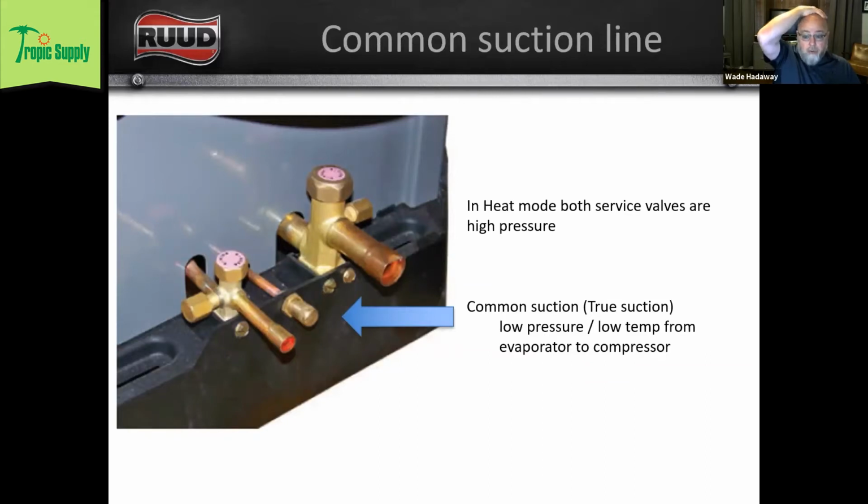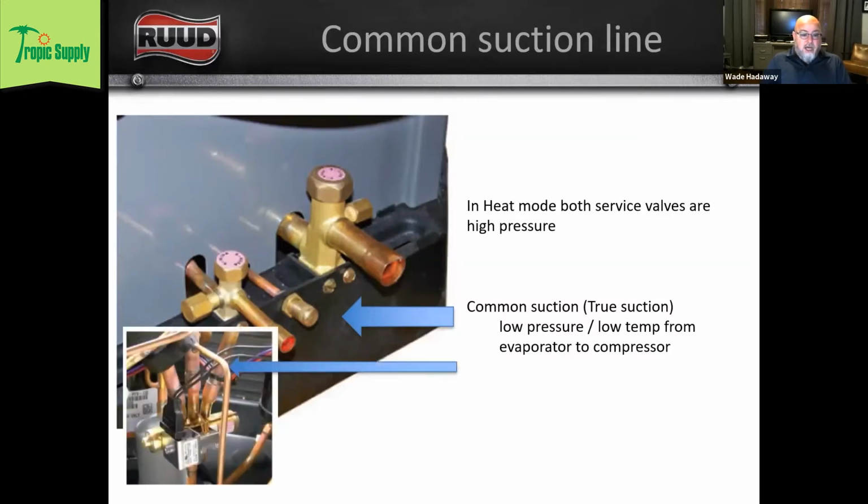In heat mode, both of your service valves are high pressure, high temperature. So if you're hooking up your gauges in heat mode, you want to make sure you put your suction line on that third port, which is the true suction line, and that comes directly off the middle tube, which is the common suction. That's always suction going into the compressor.